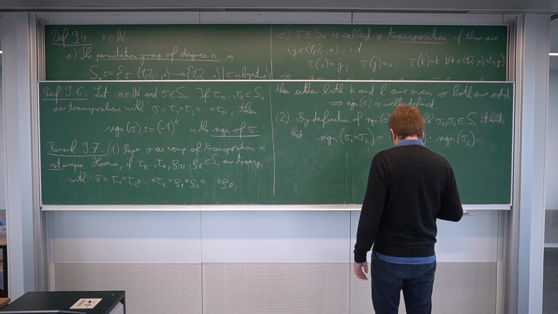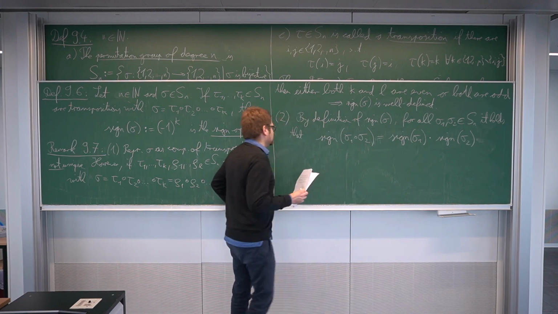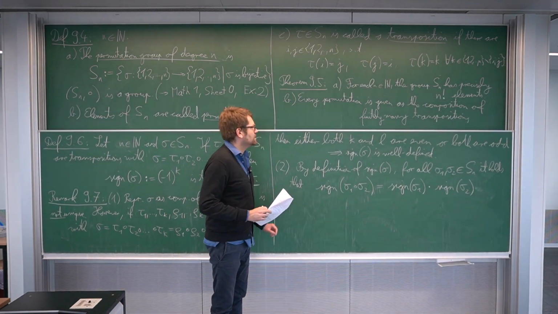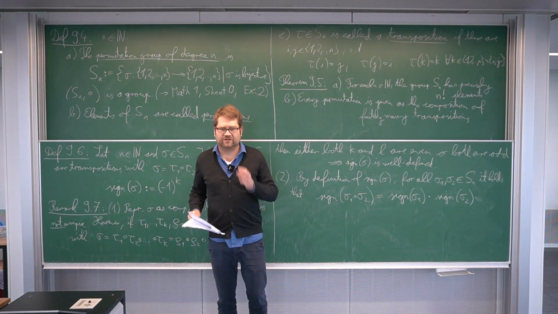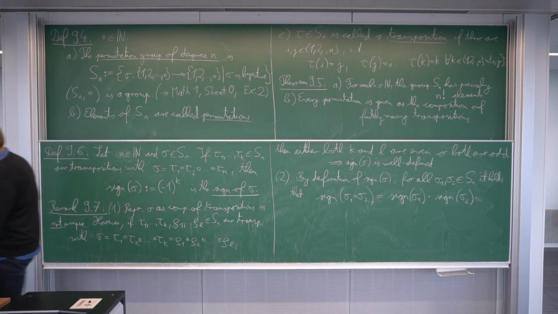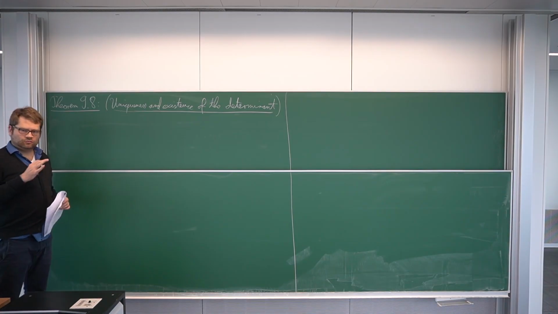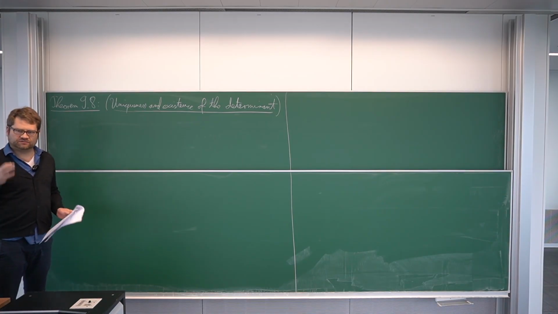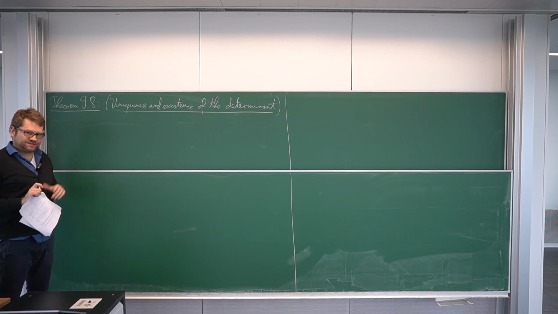Now I want to state the explicit version of the determinant, but since I need quite some space for this, let me erase at this point, and then we will see finally the explicit formula for the determinant. We will now discuss the existence of a unique function which has the properties of the determinant that I had on my wish list in the definition.